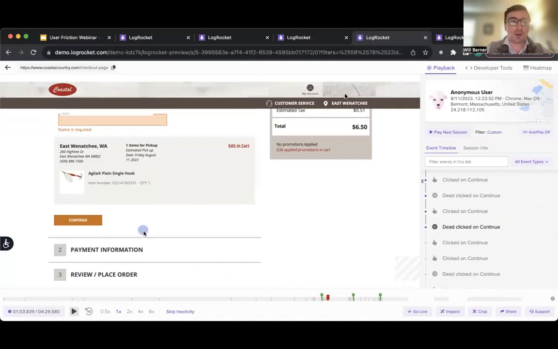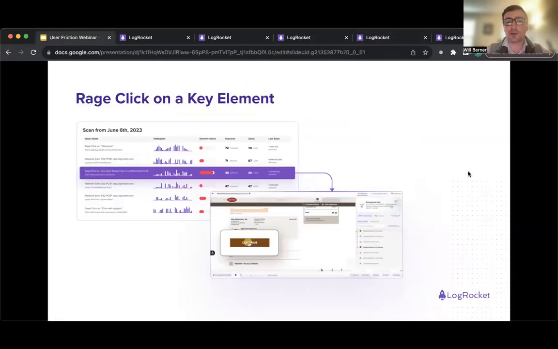And so the model noticed that users were taking repeated actions. They were reloading this page. They were hitting the back button and trying to continue through this flow. And they were unsuccessful in doing so.